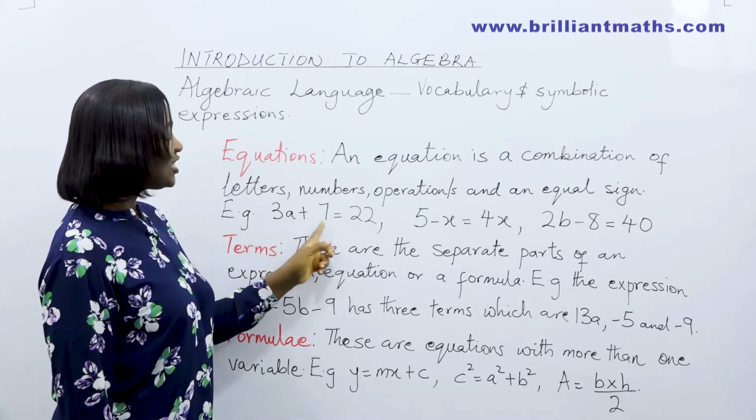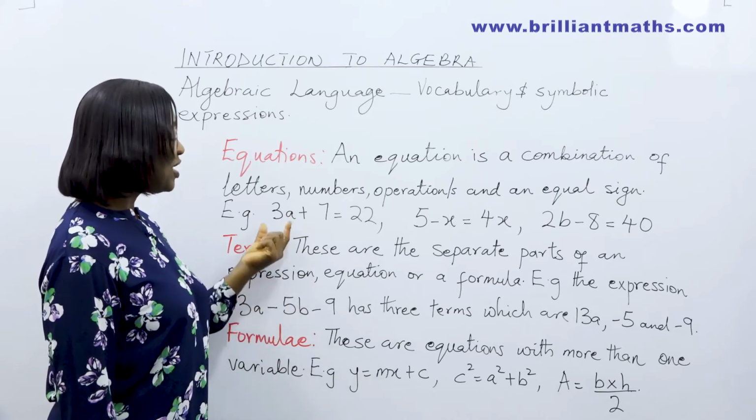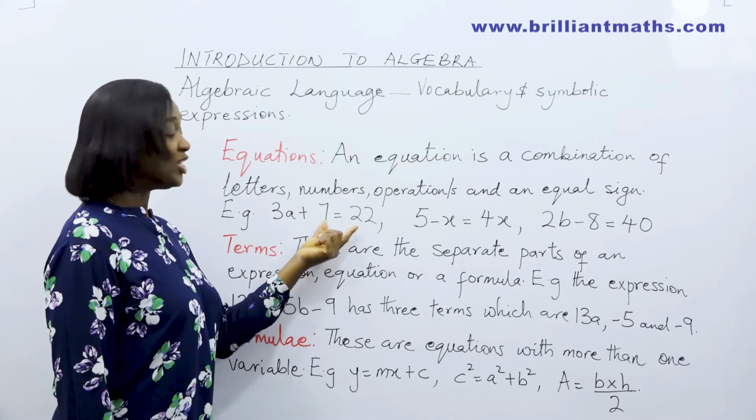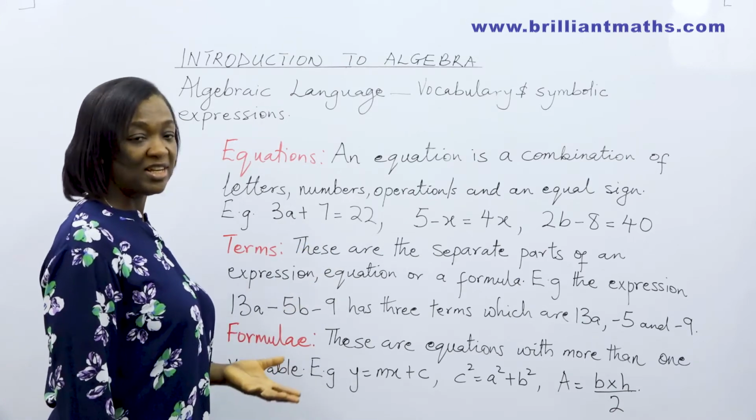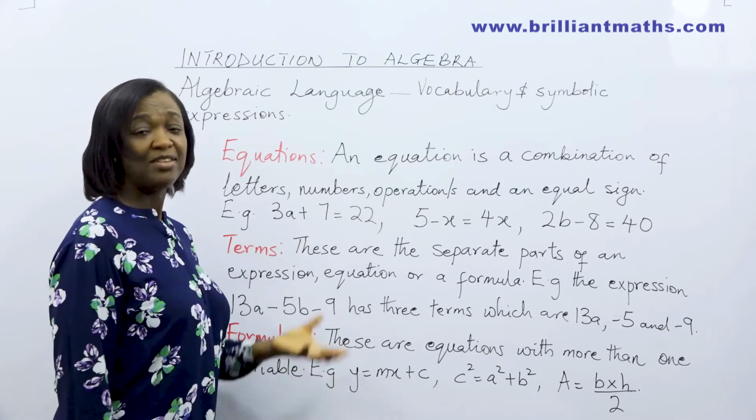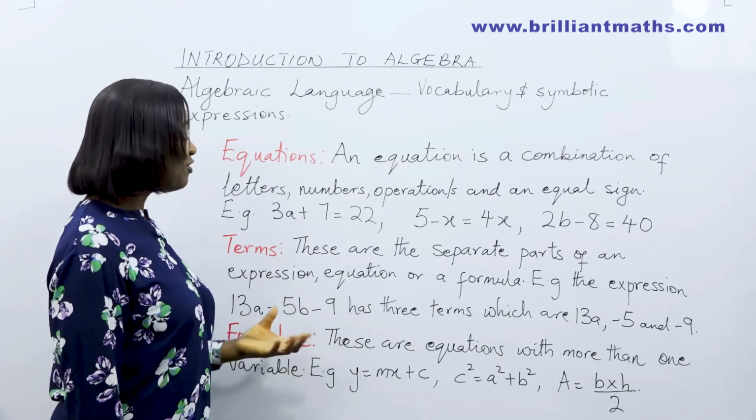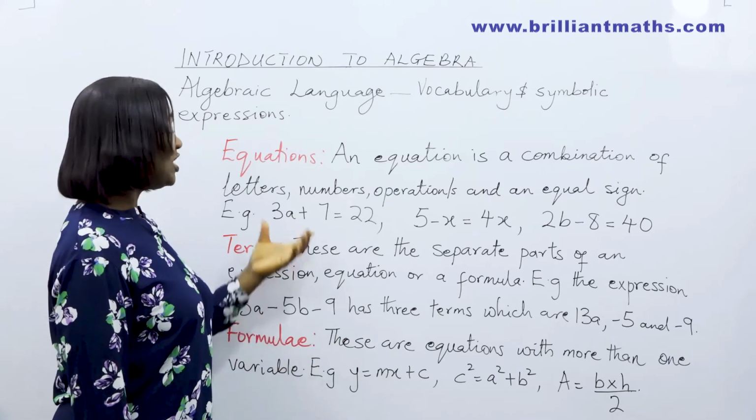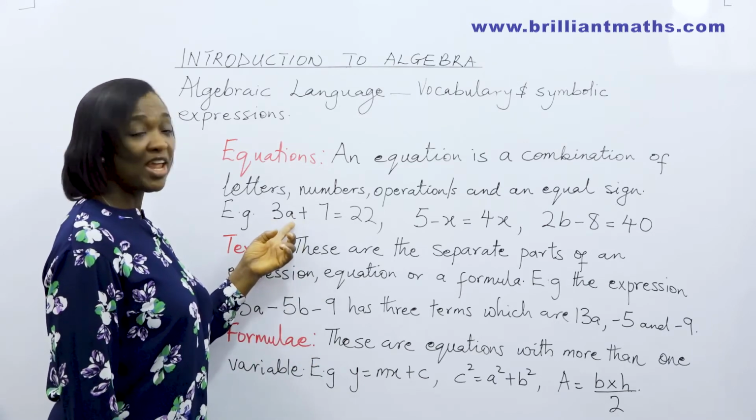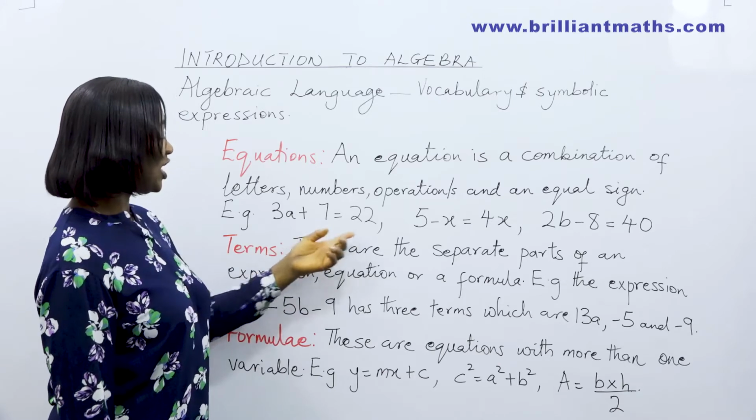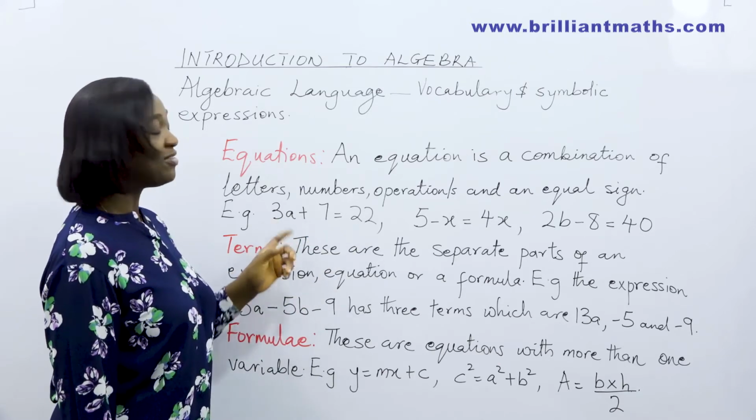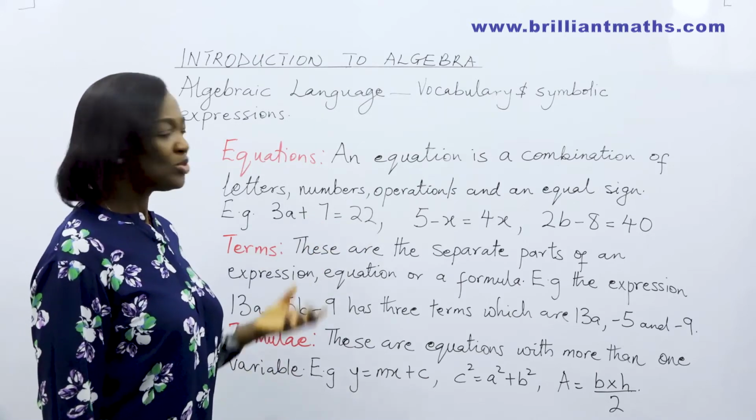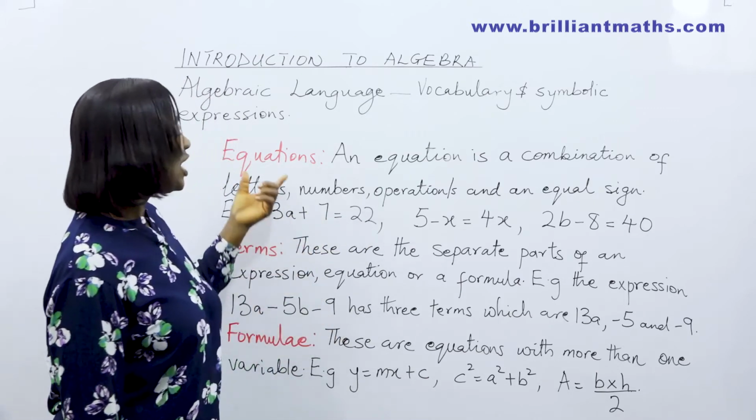If 3a plus 7 is 22, that means that 3a is equal to 22 take away 7, and 22 take away 7 will be 15. So 3a is 15. And if 3a is 15, the value of a then will be 15 divided by 3, which is 5. So in this equation, the value of a is 5. And to show that that is correct, 3 times 5 is 15, and 15 plus 7 is 22. So that's an example of an equation.